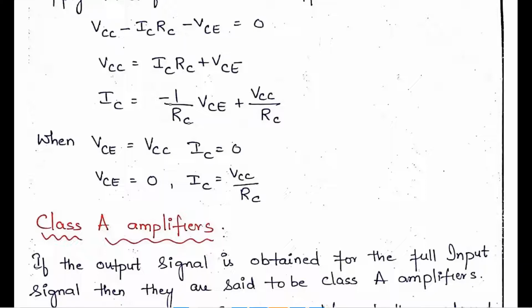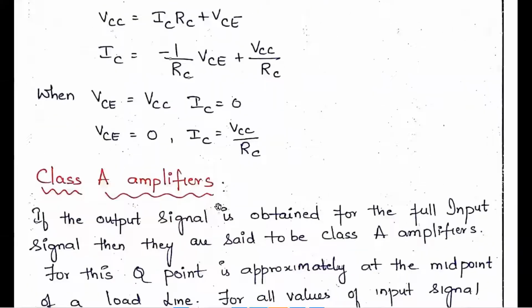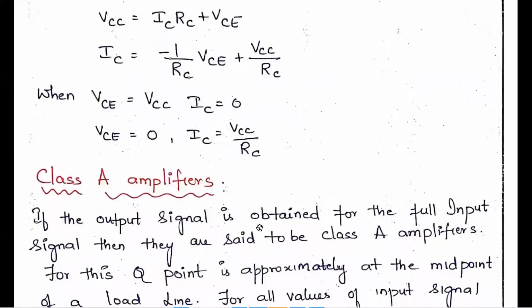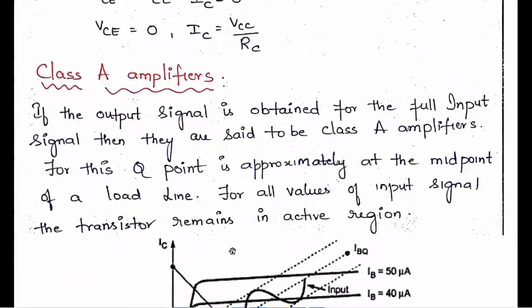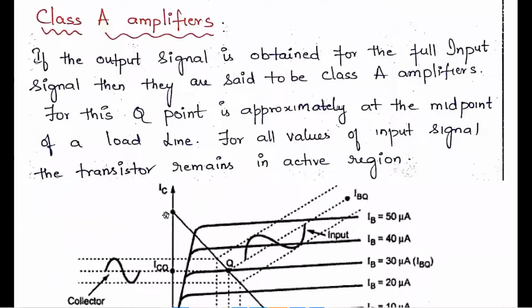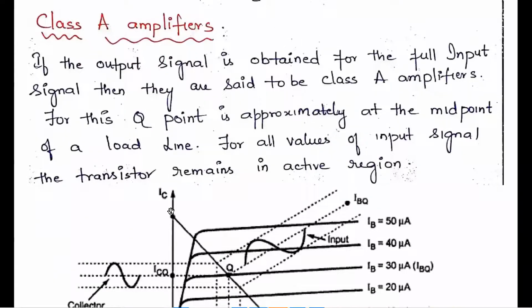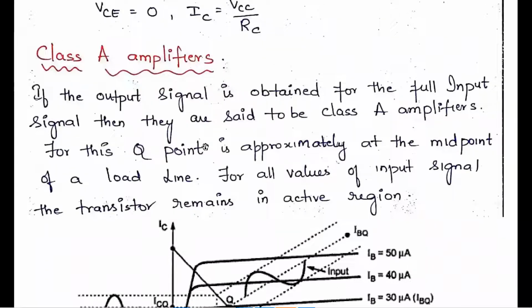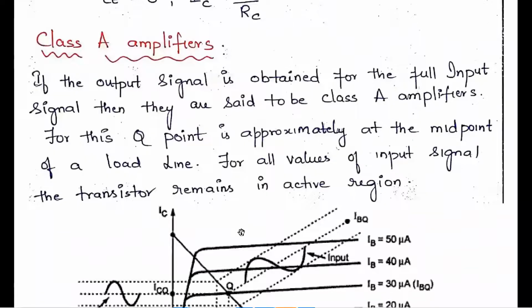So if we consider VCE is 0, what will IC be? In this equation, if VCE is 0, what will IC be? VCC by RC. Very good. So what does it mean? The point where this DC load line meets the y-axis will be what? What will that point be? Please answer.